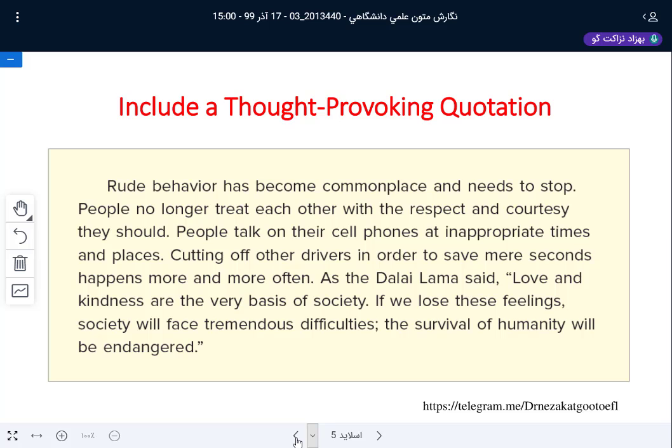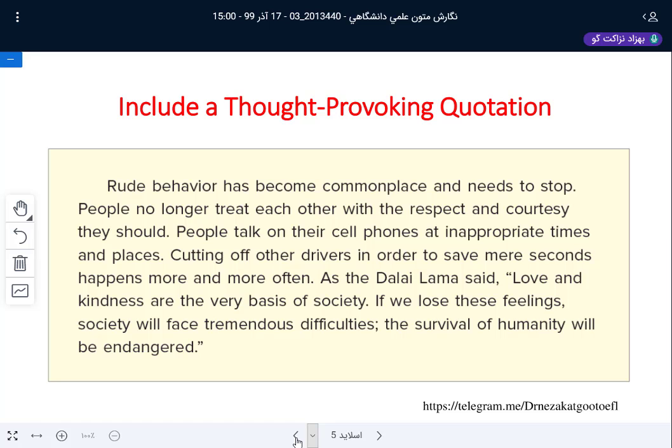People talk on their cell phones at inappropriate times and places. This is an exemplification. Okay, so it exemplifies the particular situation. Cutting off other drivers in order to save mere seconds happens more and more often. So when you're driving, you see that someone is just pulling through and cutting off your way. So these are the two exemplifications for how people are behaving rudely.